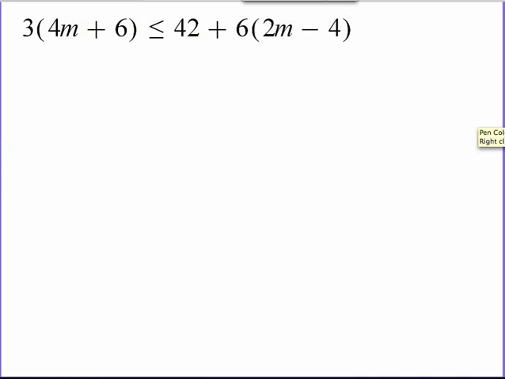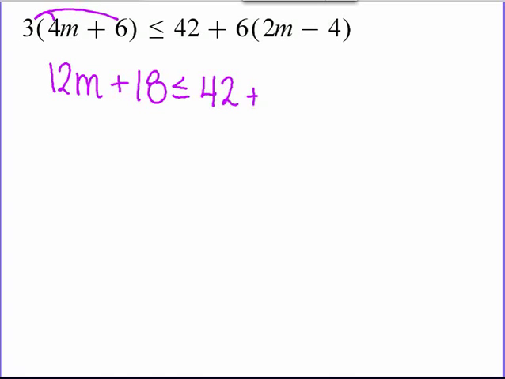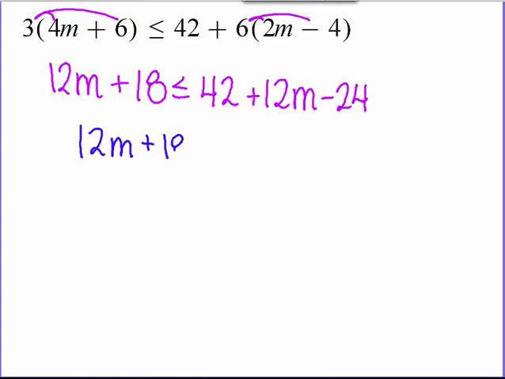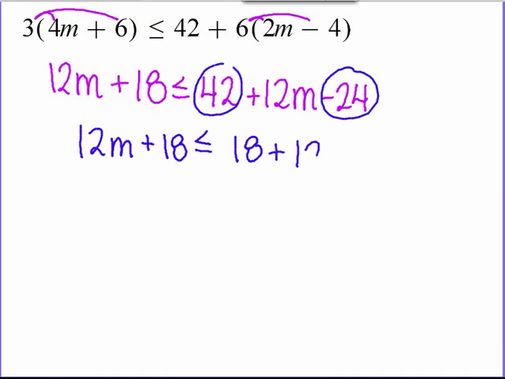What are you going to do? You're going to distribute the 3. So you end up getting 12m plus 18 is less than or equal to 42 plus 12m minus 24. Now, we kind of already know something's going to happen because I see that each side has a 12m and that's it. So first of all, I'm going to go ahead and combine the 42 and the negative 24, in which case I get 18 plus 12m.